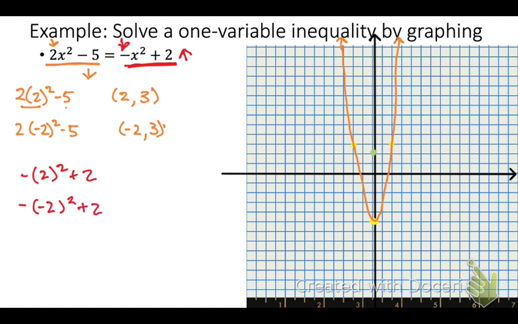So negative 4 plus 2 would be negative 2. The first one would be. And this one would be negative 4 plus 2, so it would be negative 2 also. Yeah. So 2, negative 2, or negative 2, 2, and 2, negative 2. It crosses in 2 places. It crosses here and here, and I don't think I drew it exactly right, do you?